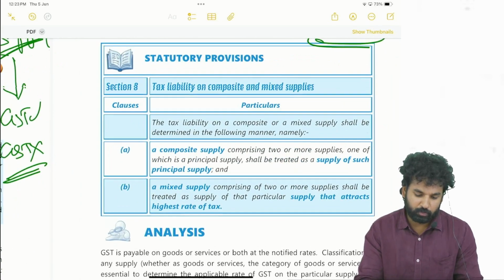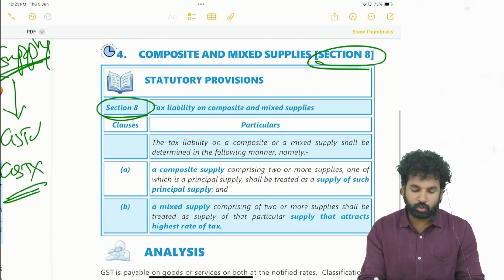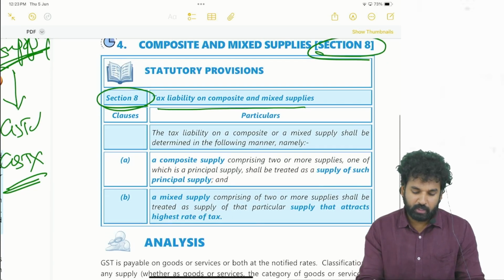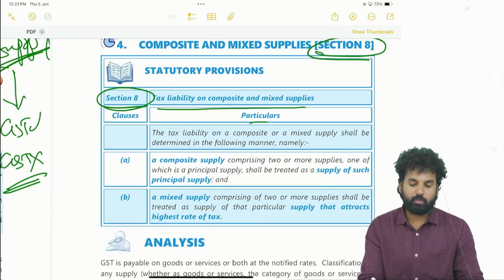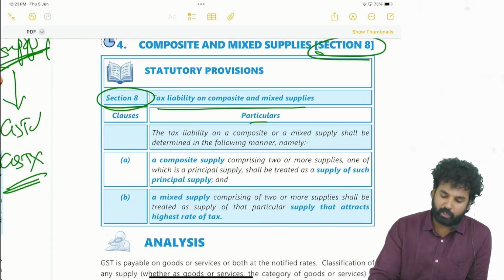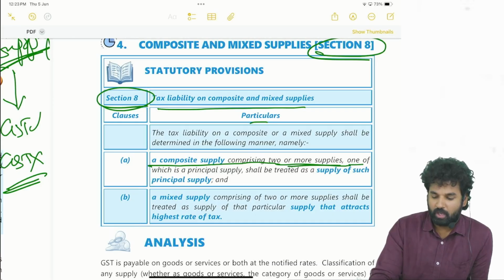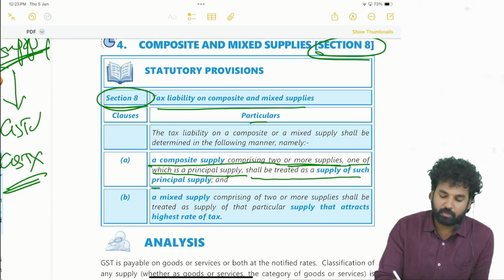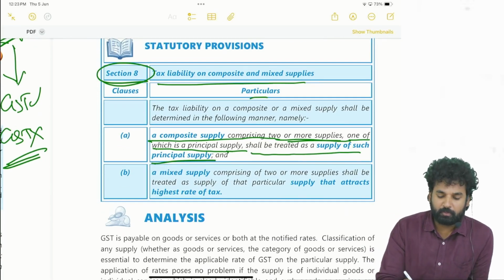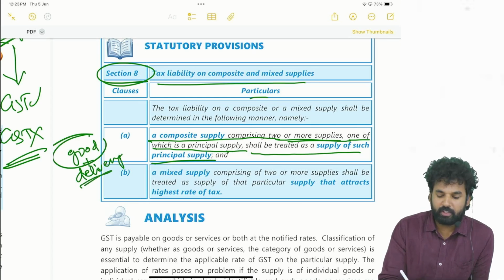See here the statutory provision which is given under section 8: tax liability on composite and mixed supplies. The tax liability on a composite or mixed supply shall be determined in the following manner, namely: a composite supply comprising two or more supplies, one of which is a principal supply, shall be treated as a supply of such principal supply. What is the example? Online order, goods plus delivery of goods. Goods is the principal supply, delivery is an ancillary supply. Which rate has to be taken? Goods rate has to be taken.